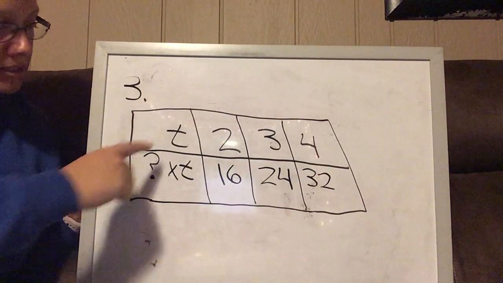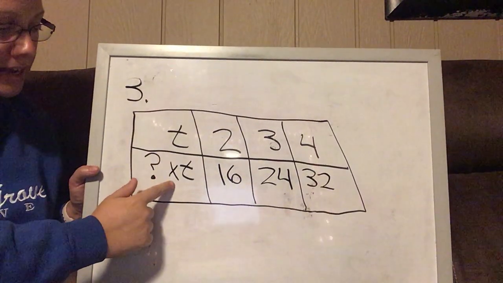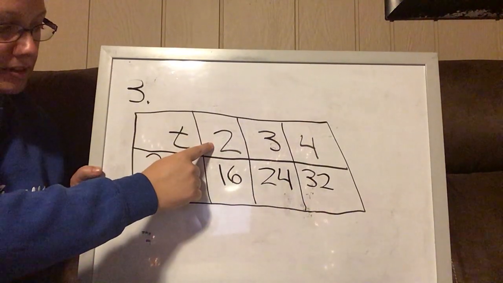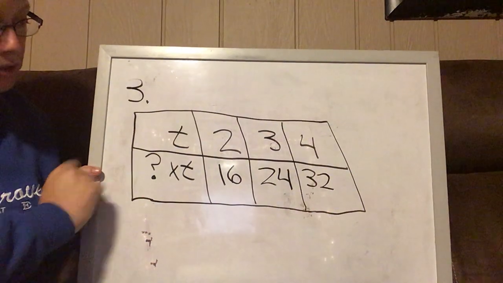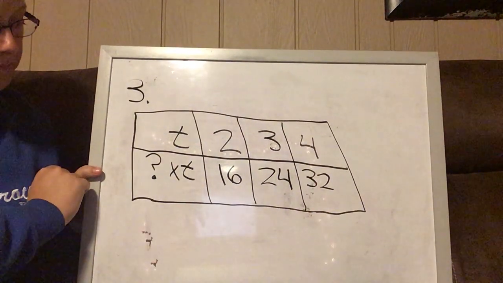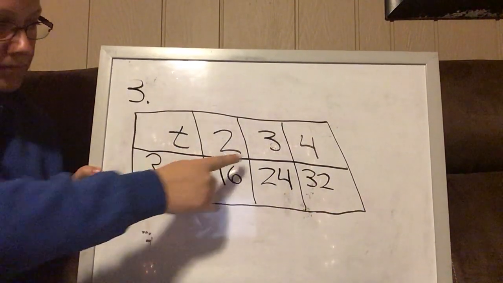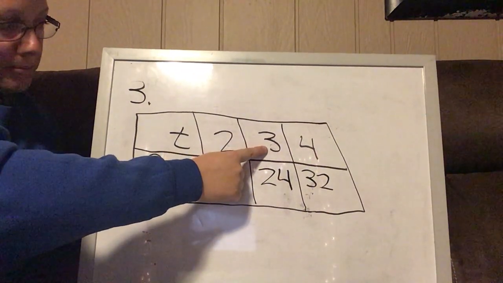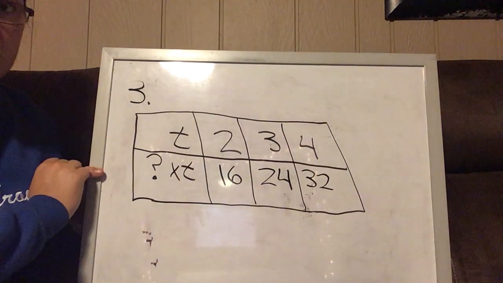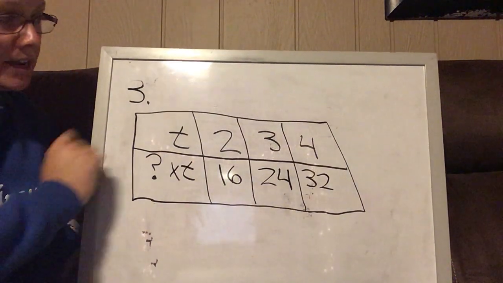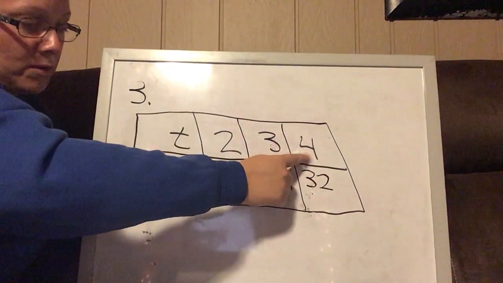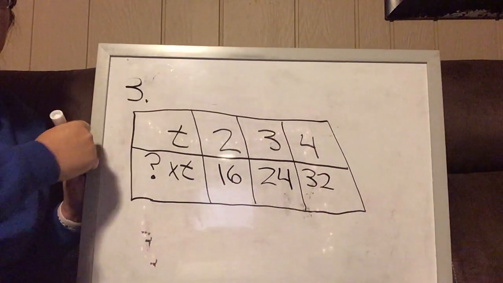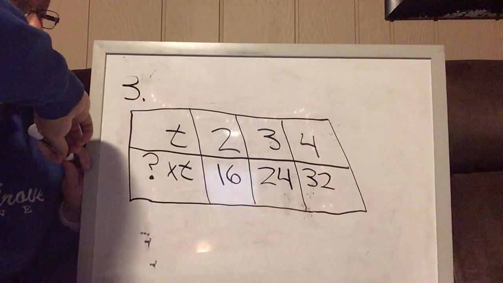So my variable is t. What number times t? So t is 2. Blank times 2 is going to give me 16. Here, t is 3. Blank times 3 is going to give me 24. And the last one, blank times 4, is going to give me 32. Answers on recent activity, guys.